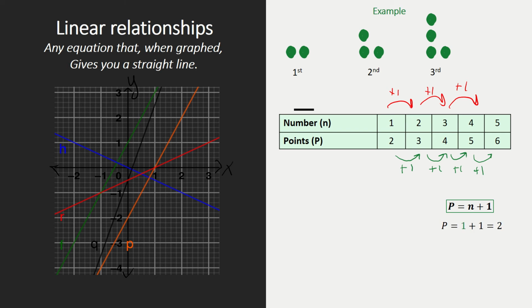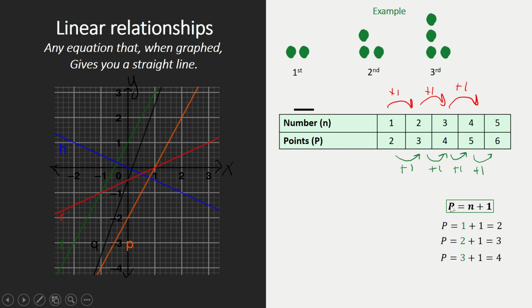We could easily check this by substituting the numbers. So P equals 1 plus 1, so 1 is our n, and 1 is from our formula. 1 plus 1 equals 2, so that works really well. Now we have P equals 2 plus 1, which is 3, so that one is also correct. And now we have P equals 3 plus 1 equals 4, which is correct as well. We could go on and check if it's correct or not.